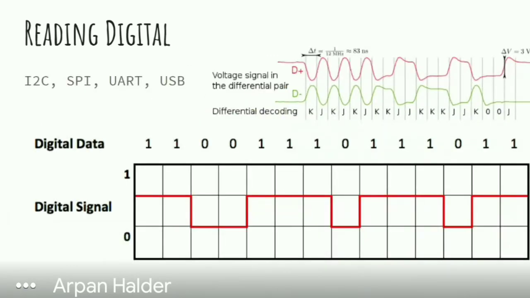So a digital signal is basically handling zeros and ones, that kind of yes or no. Starting from I2C, SPI, UART, even our USB devices work on the principles of digital signals.